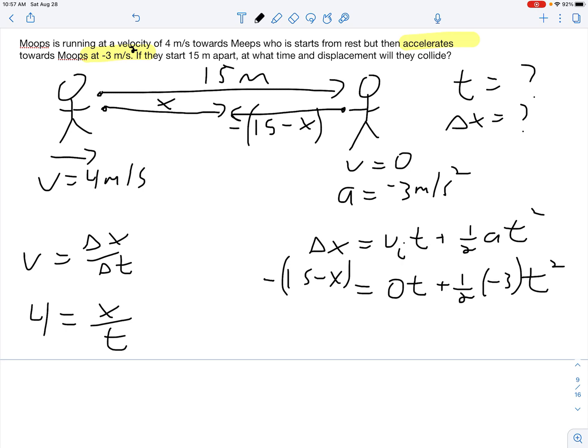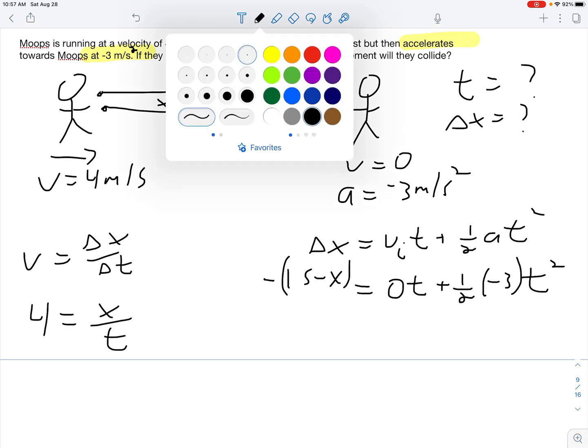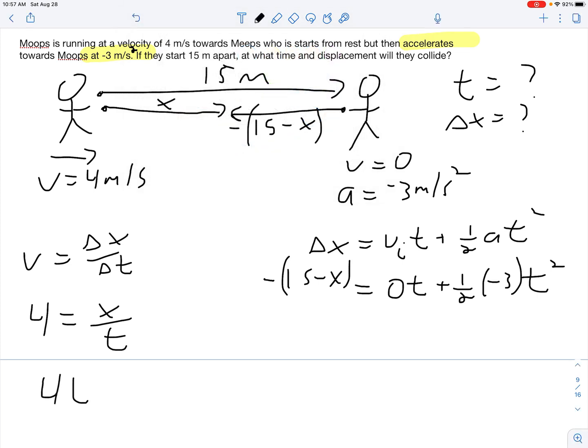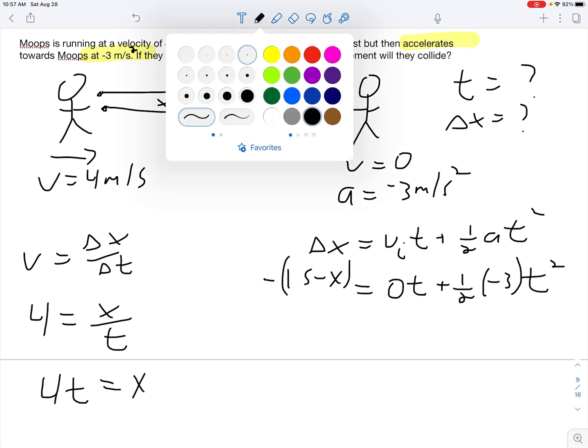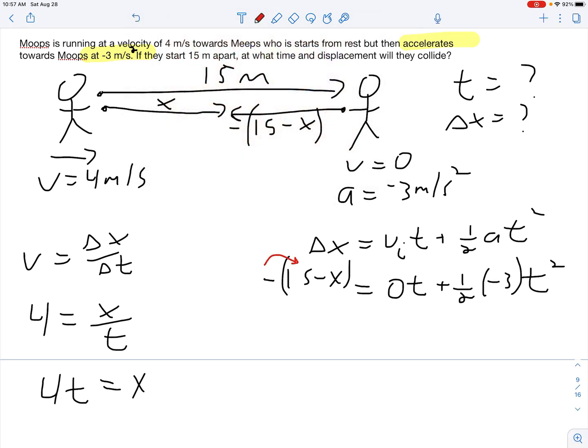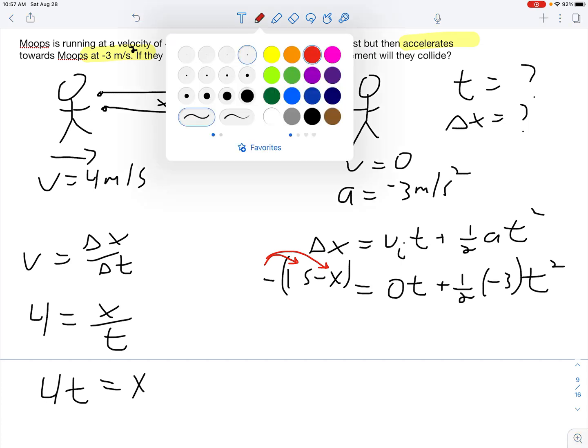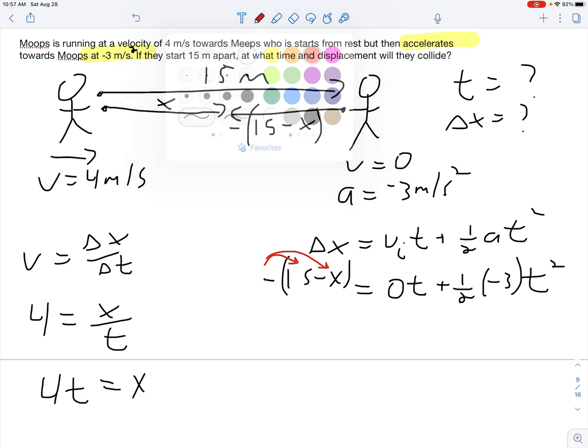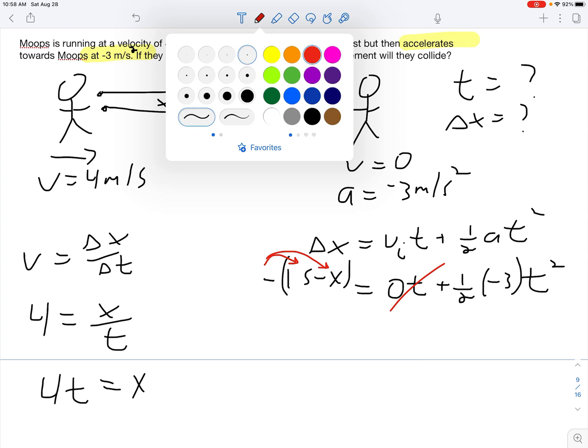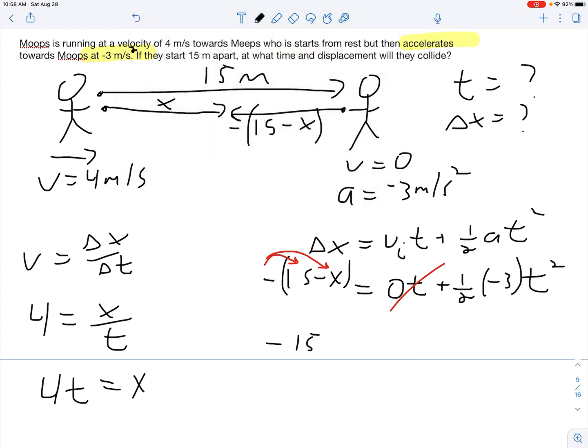Okay, I can simplify this left side by cross multiplying. So I'm going to cross multiply: 4t equals x. And the one on the right, I'm going to simplify it as well. I'm going to distribute, and this just goes away. So I get negative 15 plus x equals negative 1.5 t squared, because half of 3 is 1.5, and it's a negative.